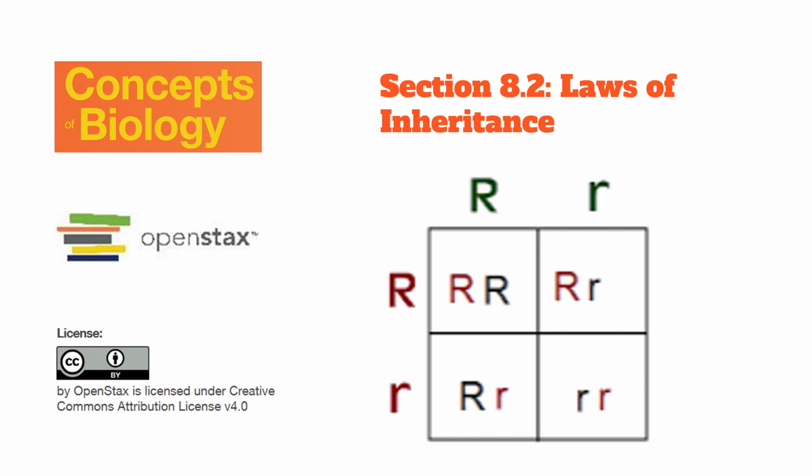Welcome to section 8.2, Laws of Inheritance. In this section, we'll connect what alleles are to what we actually observe, practice Punnett squares, and make sense of Mendel's two core laws, segregation and independent assortment, and how they relate to meiosis.